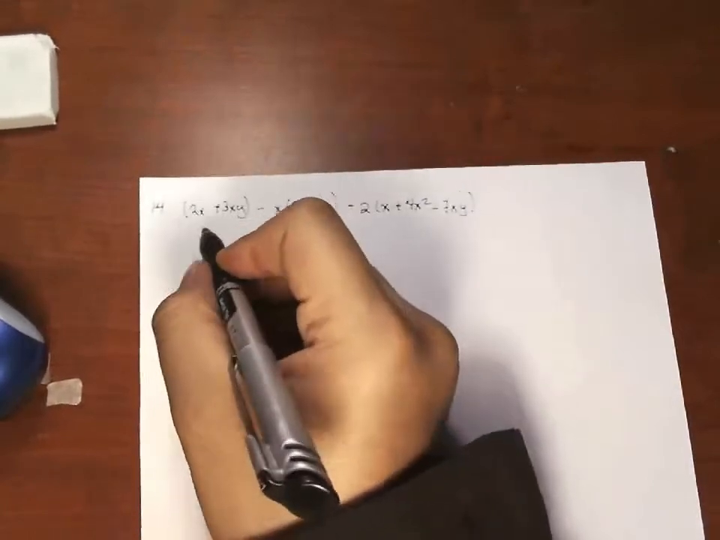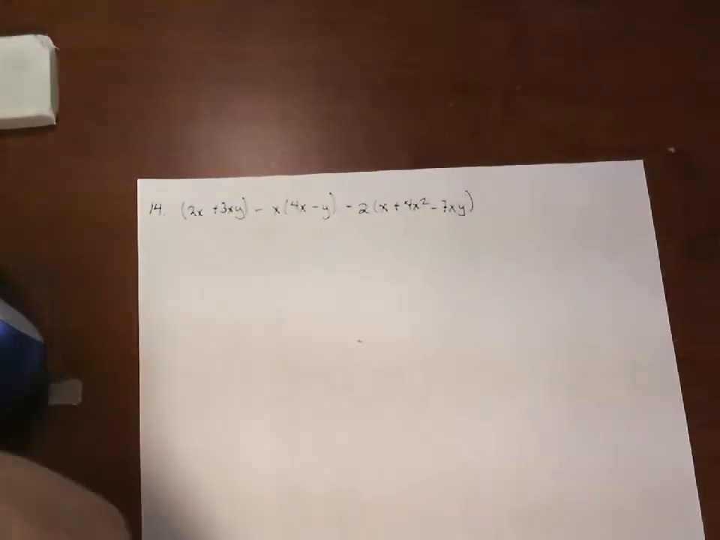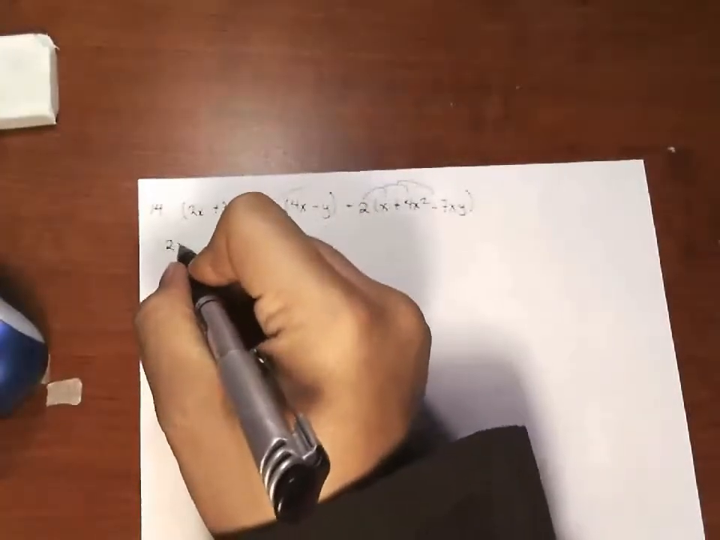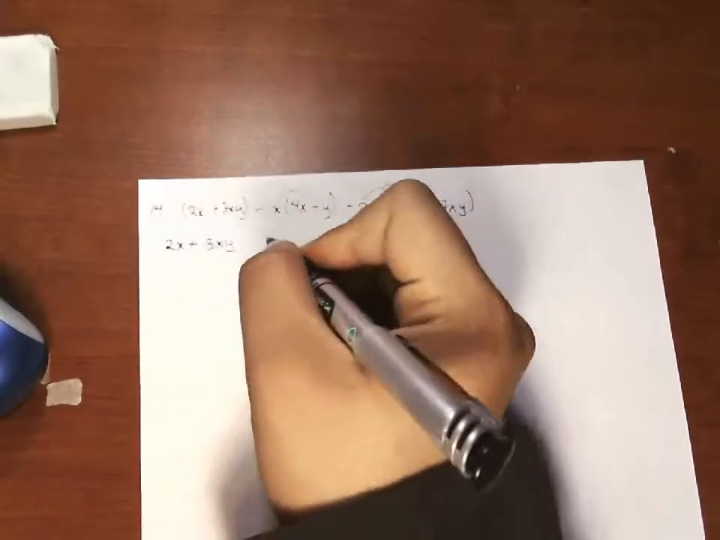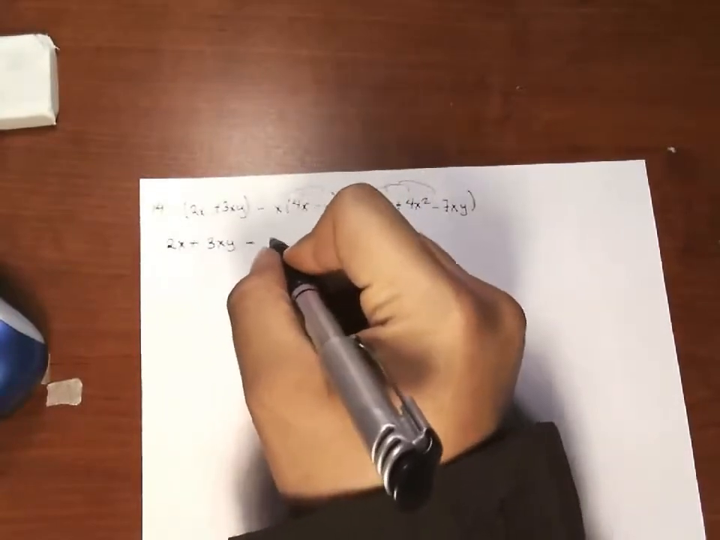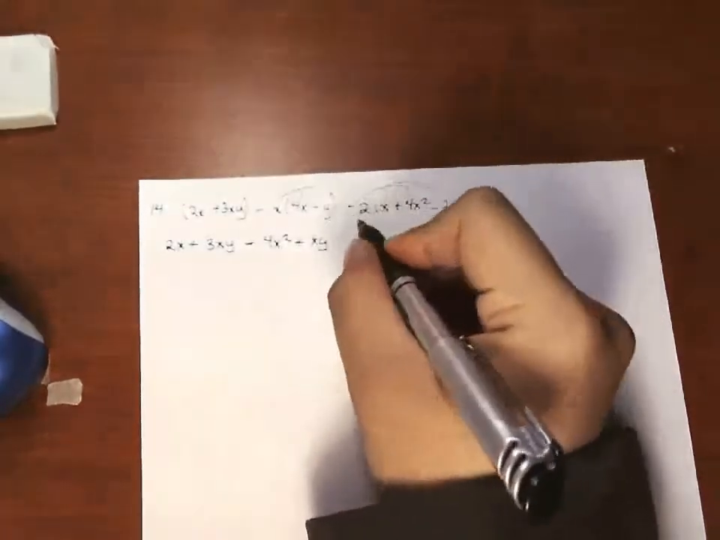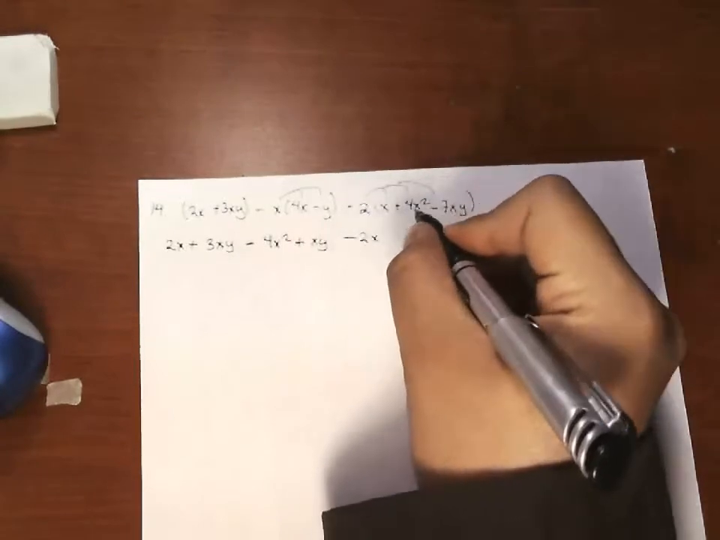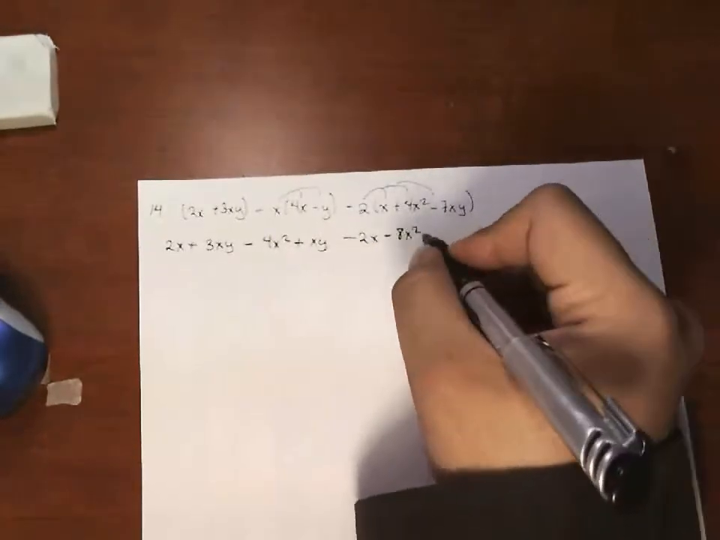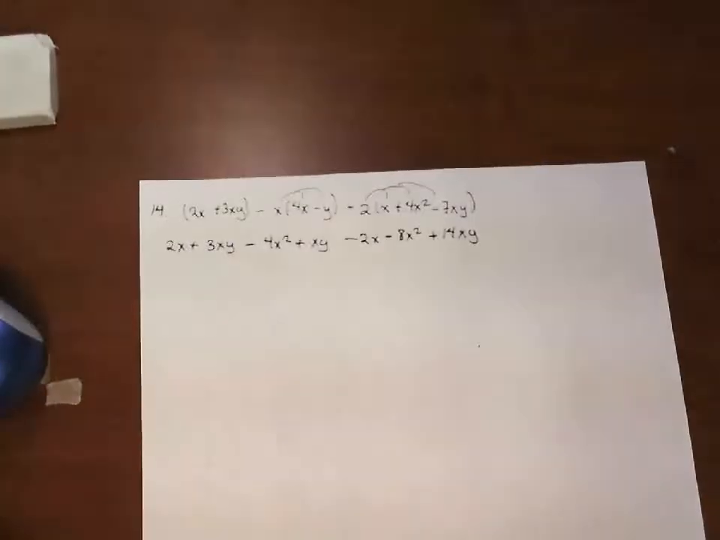Okay, 14. We can't solve what's inside this parentheses, or this one, or this one. So where we can, we apply the distributive property. This one doesn't have anything outside, so it just stays the same. I'm going to eliminate the parentheses. And x times 4x, minus x times 4x, minus 4x squared, minus x times minus y, plus xy, minus 2 times x, minus 2x, minus 2 times 4x squared, minus 8x squared, minus 2 times minus 7xy, plus 14xy.